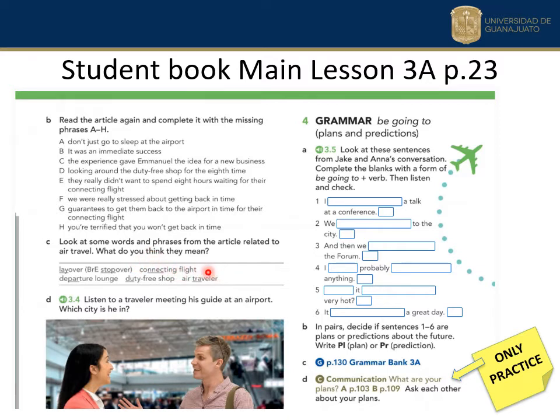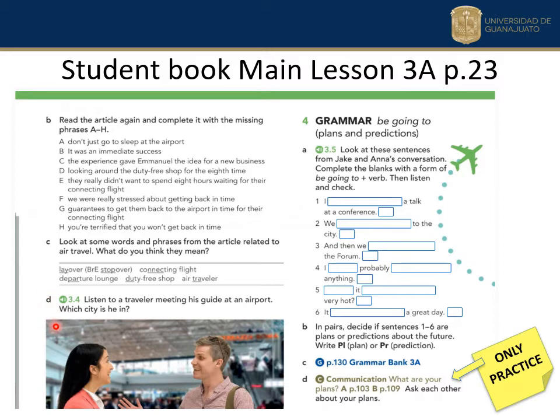La siguiente frase sería connecting flight, que es vuelo de conexión. En la parte de abajo we have departure lounge, que sería la sala de espera del aeropuerto. Then we have duty free shop. Esta frase se refiere a la tienda libre de impuestos. Okay. And the last one is air traveler, which is viajero aéreo. Already, so just some new vocabulary related to the airport.